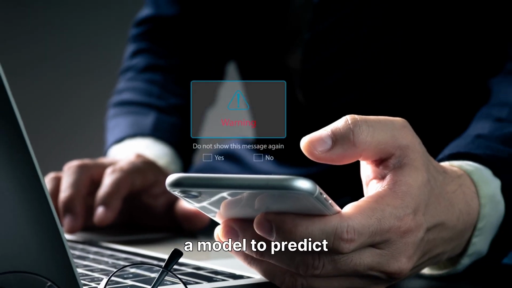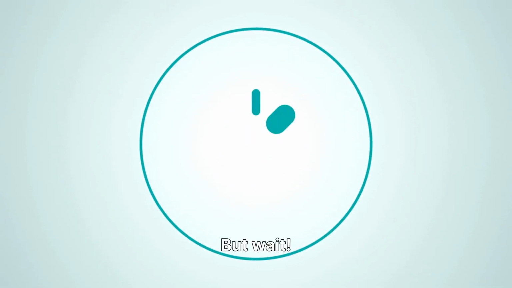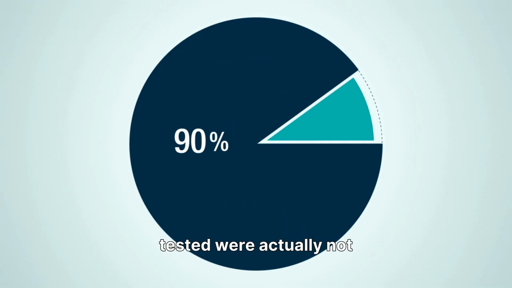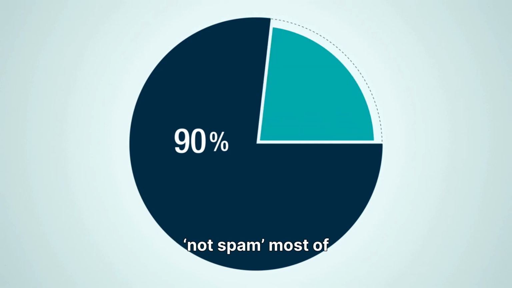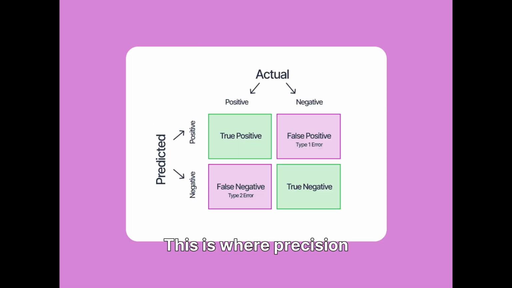Imagine you have developed a model to predict whether an email is spam or not. If you evaluate your model and find that it has an accuracy of 90%, that sounds great, right? But wait! What if 90% of the emails you tested were actually not spam? This would mean your model is just predicting "not spam" most of the time without really being effective. This is where precision and recall come into play.